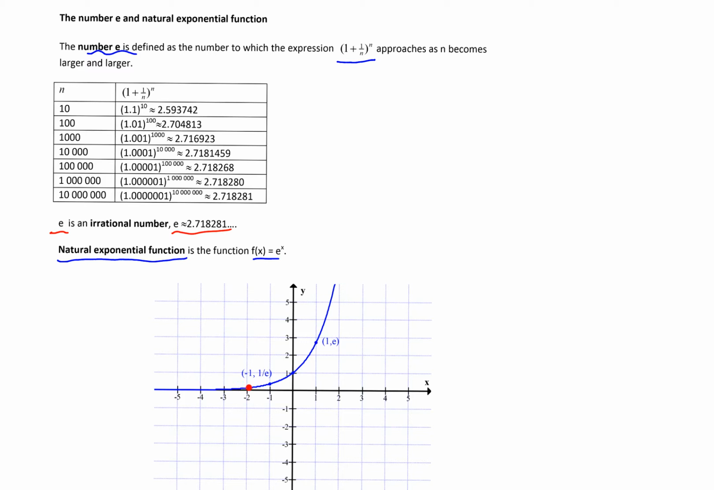The graph is going to be increasing and passing through the points (-1, 1/e), (0, 1), and (1, e). It looks like the graph merges with the x-axis when x is negative, less than -3, but this is not the case. You have to remember that for any exponential function, and therefore for the function e^x, the values of e^x are always positive. So the graph is going to stay always above the x-axis.